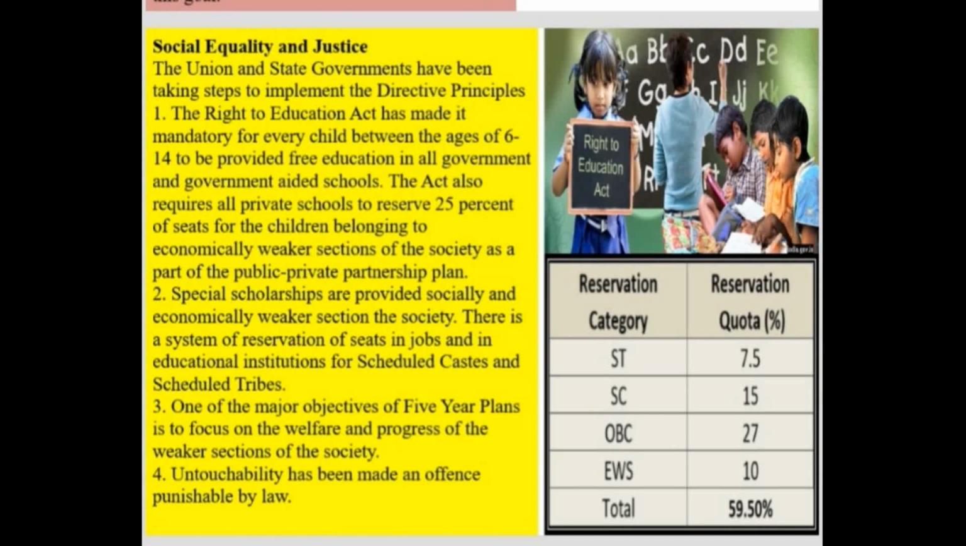The primary purpose of the Right to Education Act is to have at least schooling for all the children between the age group of 6 to 14 years. All these children must go to school; this is not optional. These children will be provided free education in all government schools and government aided schools. Government aided schools get funding from the government, whereas government schools are directly run by the government. So government schools and government aided schools should provide compulsory and free education to all the children.